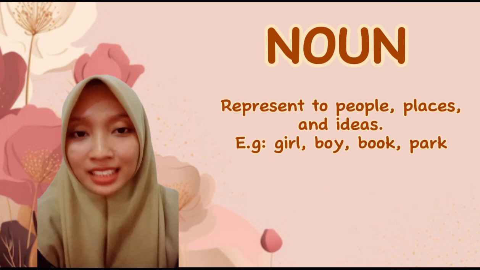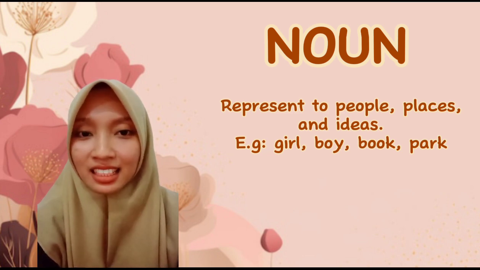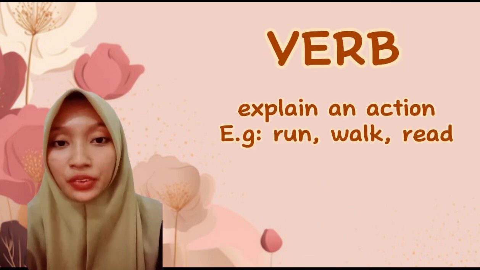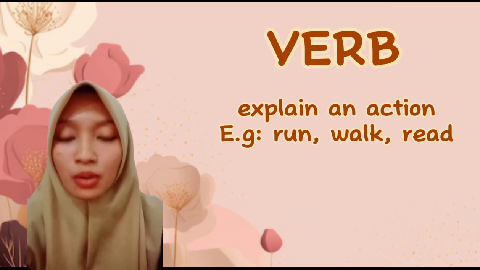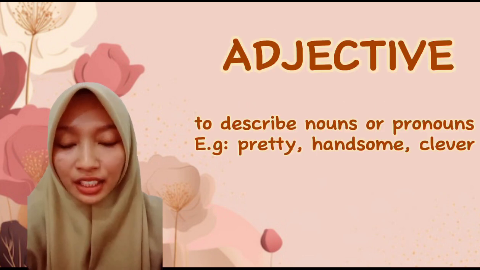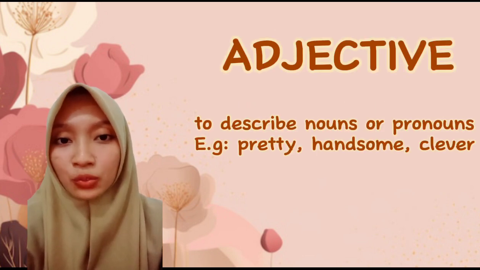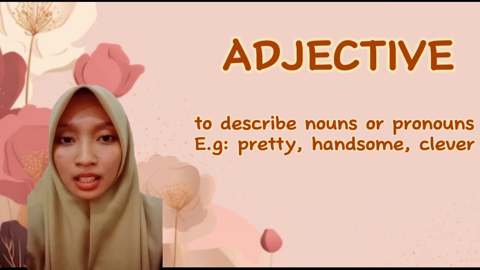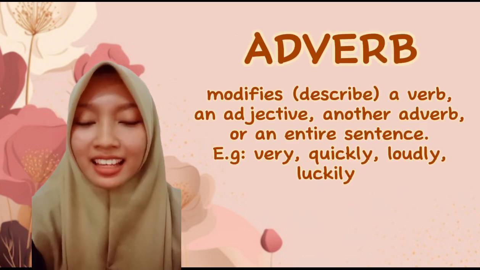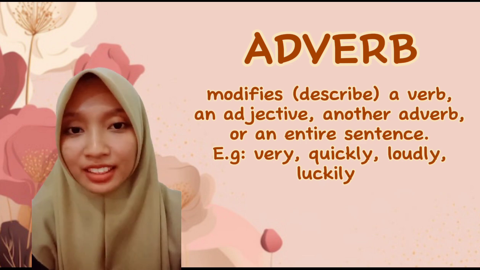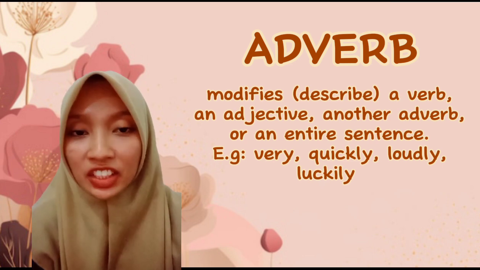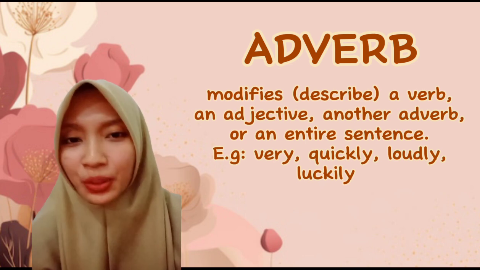So, nouns are words that represent people, things, places, and ideas. For example, girl, boy, book, park. And verbs are words that function to explain an action, such as run, walk, read. Adjectives are words to describe nouns or pronouns, which can be people, places, animals, objects, and others. For example, pretty, handsome, clever. And adverbs are words that modify or describe a verb, an adjective, another adverb, or even an entire sentence. The examples are very, quickly, loudly, luckily, and so on.